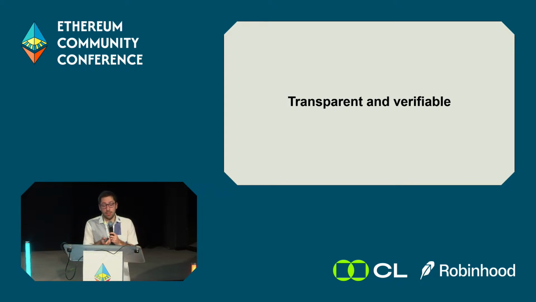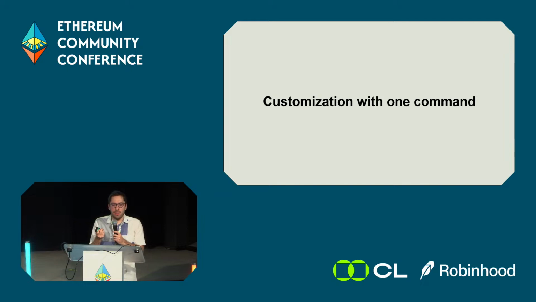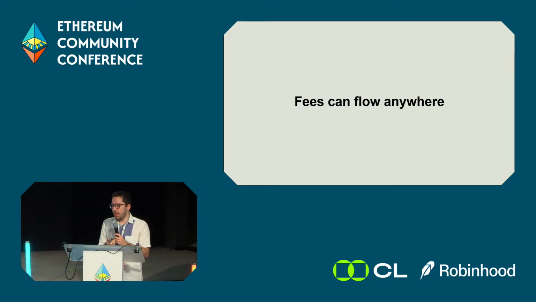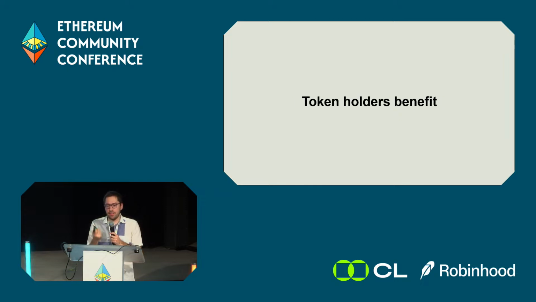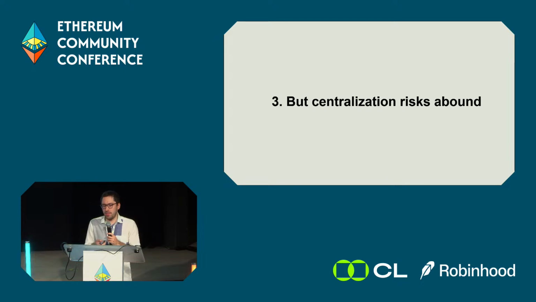You can guarantee ordering. You can inspect the prerequisites like randomness injection, and you can customize with one command. Maybe you want to try a sealed bid auction one day, and maybe you want to try contestable control the next day. You can easily do so. And these fees can flow anywhere, including in ways that token holders can benefit. You don't need to worry about whether the fees are accountable. If you encode it all into smart contracts, which are a great primitive for moving money around, then they're accountable from the start.